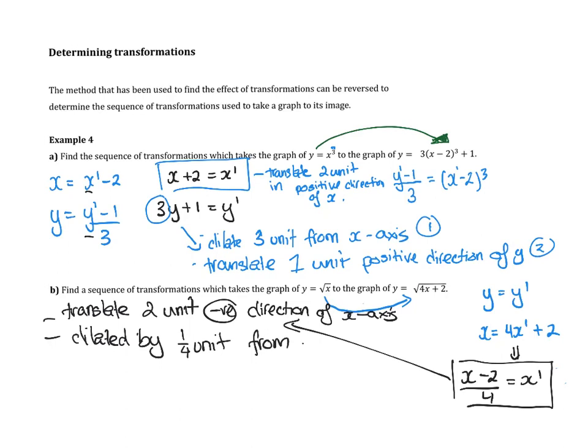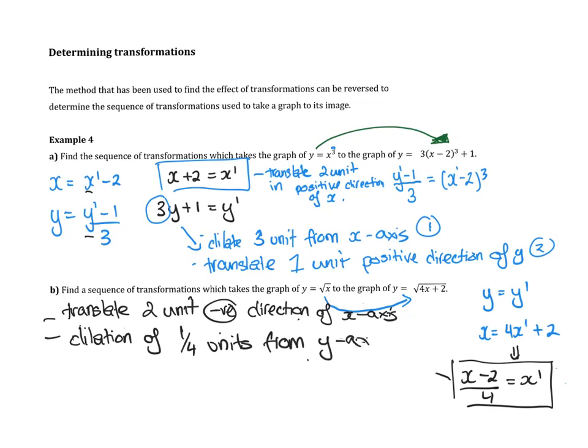from, now because I want the x, so it's from the y-axis, isn't it? Yeah. Oh, that's probably bad English. Dilation of a quarter from the y. Yeah, you should write it like that. Sorry. You can see I'm a maths teacher. So a dilation of a quarter unit from y-axis. That's probably a better way to say it, sorry.